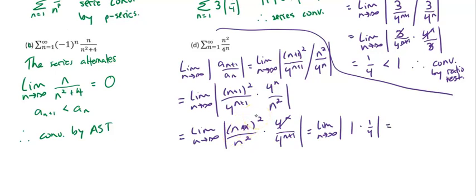And then look at this. There's no more n's in this. So what is it? It's just 1 times 1/4, which is 1 over 4. Remember, I'm always looking for this to be less than 1 or bigger than 1. So I just write less than 1, and then I write therefore converges by the ratio test.